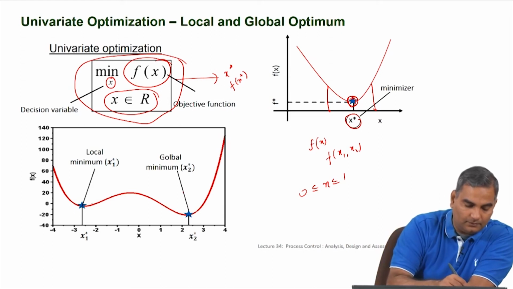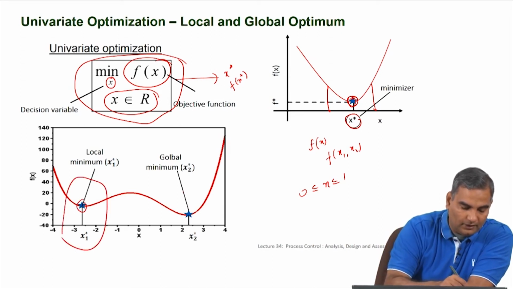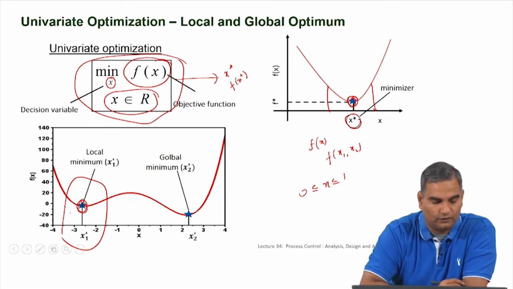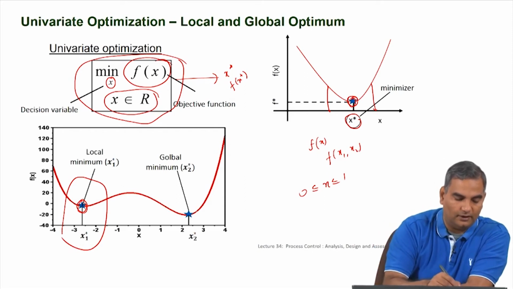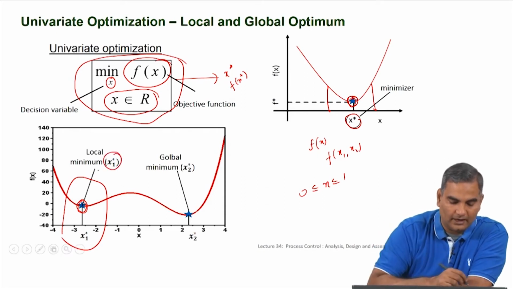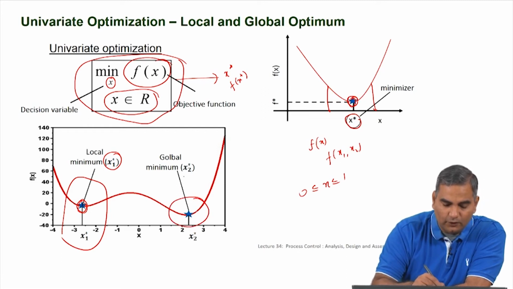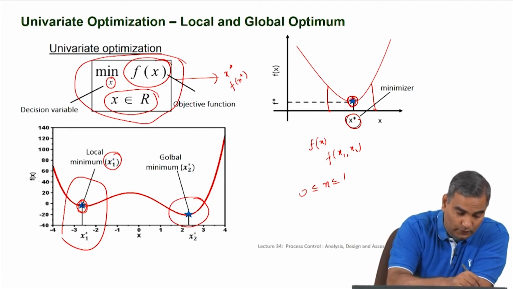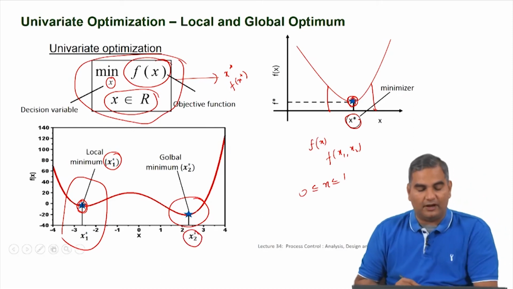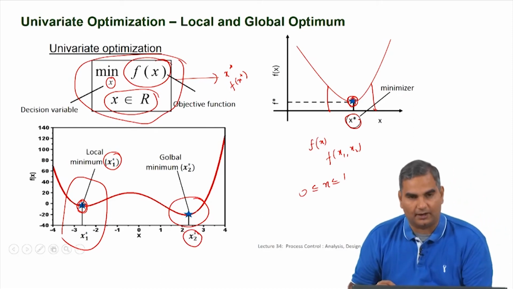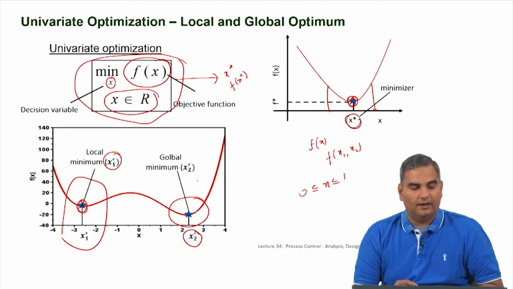So, if you look at this point here, in the locality of this point, you will clearly see that this is the lowest value this function can take at this point. So, this is called a local minimum x1 star, and if you look at around this region, then the lowest value the function can take is lower than this, and the decision variable value at which this happens is x2 star. Okay. So, this is called a local minimum, this is called a global minimum.